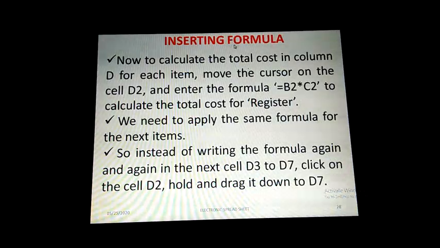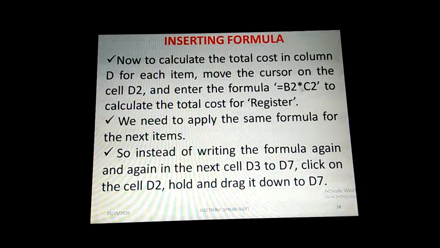So how to insert the formula now? Now to calculate the total cost in column D for each item, move the cursor on the cell D2 and enter the formula equal to B2 star C2 to calculate the total cost for the register. Now only for the first item we have entered this formula. If we want to apply the same formula for all the other cells, no need to type the formula again for all the other items also.